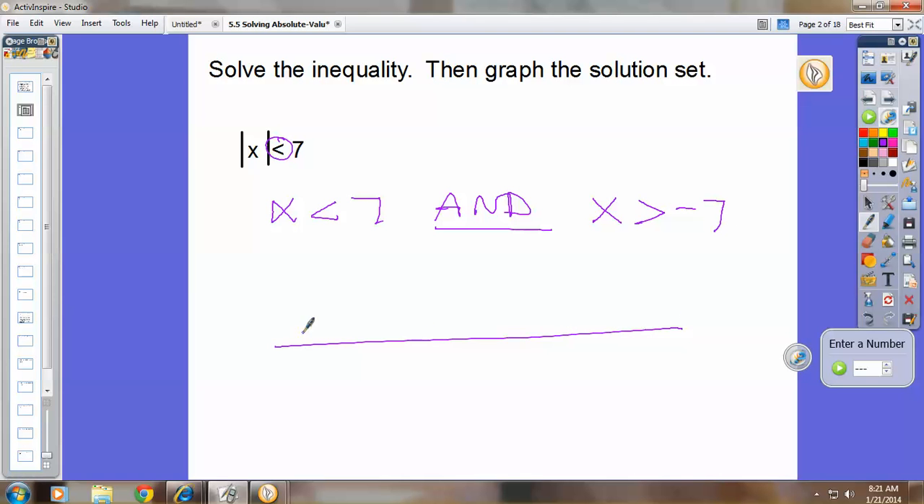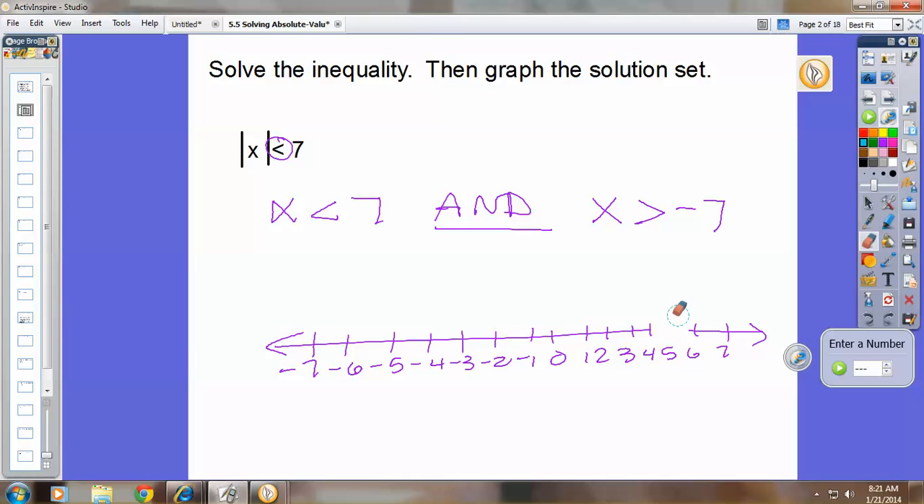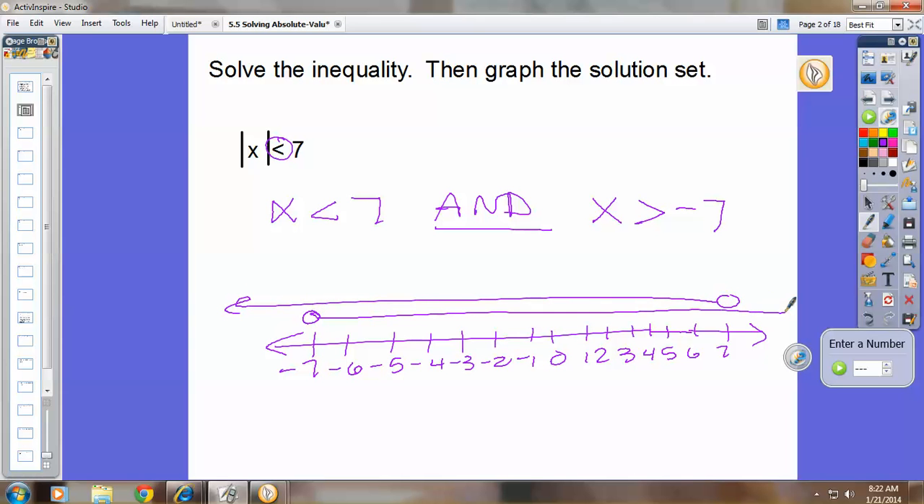So draw the number line. On our number line, we're going to include numbers from negative 7 all the way to positive 7. Extend my graph a little bit there. So we have less than 7. So open circle at 7 and graph is going to the left. We have greater than negative 7. Open circle at negative 7, graph is going to the right.